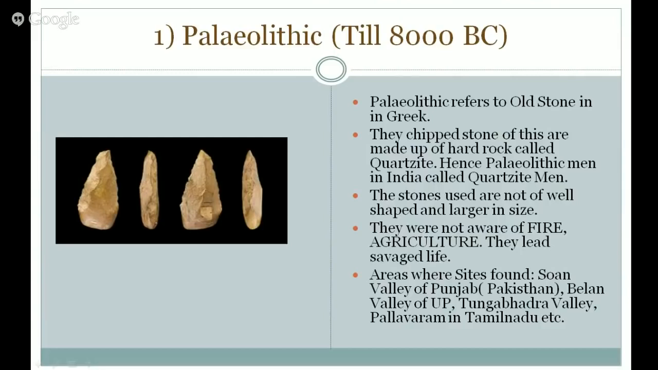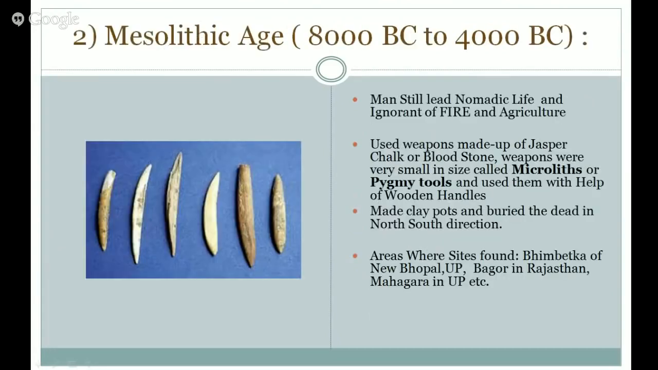And friends, based on the historical evidence, it is found that people were not aware of fire and agriculture. It was a very savage life. This is about the Paleolithic age. Very simple, big stones they used, old stone, that's it. In some places there isn't any knowledge of fire and agriculture. Go through next. What is the next age?